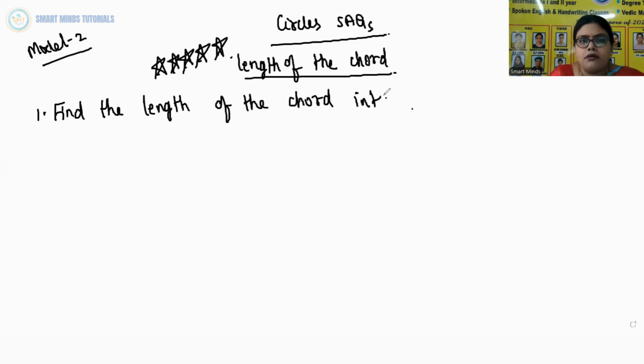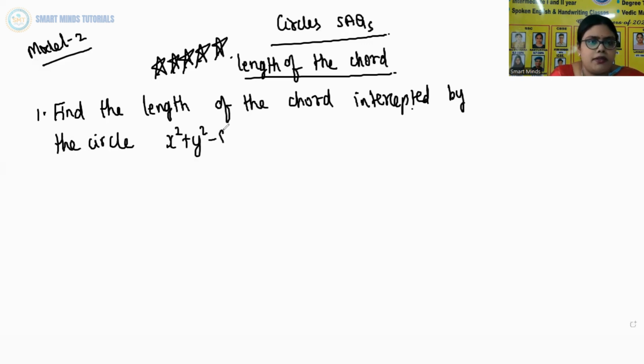intercepted by the circle x square plus y square minus 8x minus 2y minus 8 is equal to 0 on the line x plus y plus 1 is equal to 0.